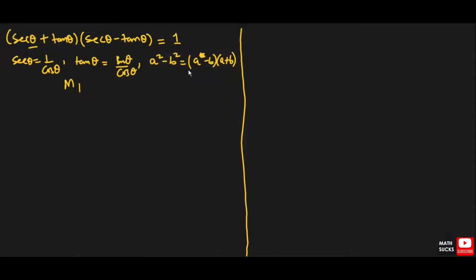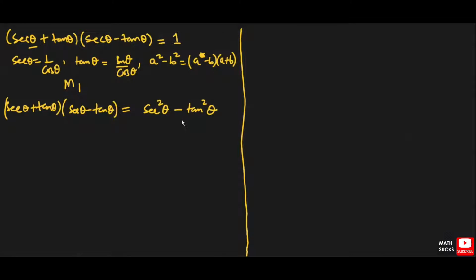So when I recall the difference of two squares, this is the format, and that means I can condense the left hand side into the difference of two squares, which we can see here. So I can say sec of theta plus tan of theta into sec of theta minus tan of theta is equal to sec squared theta minus tan squared theta. This is what you have by making use of the difference of two squares.